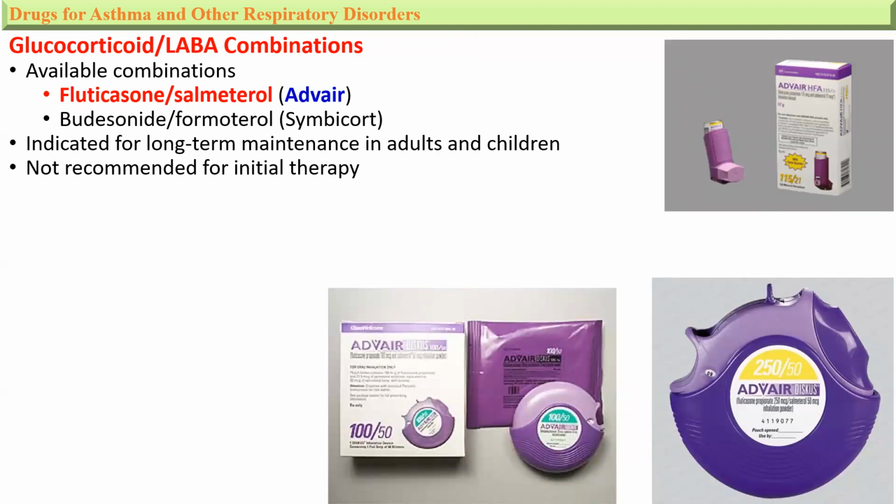Now we have combination drugs like glucocorticoid plus LABA, like fluticasone and salmeterol, Advair Diskus, in different concentrations. That's why you see two numbers, 250/50, which includes both medications.